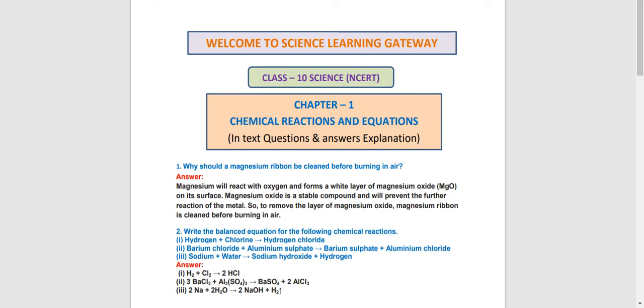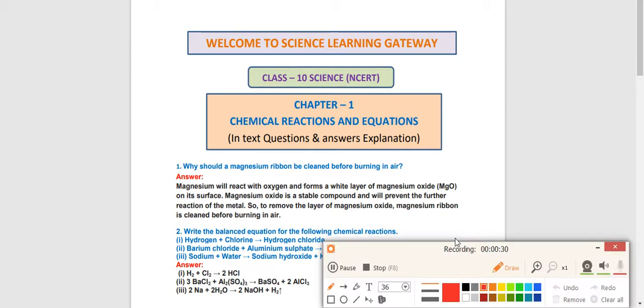So today in this tutorial we are going to discuss class 10 science first chapter, chemical reactions and equations, in-text question answers. As I have already informed you in the last video, I will be covering the question answers both from your in-text part and from your exercise part. So without wasting our time, let's start with the discussion from the in-text question answers from chapter number 1, that is chemical reactions and equations.